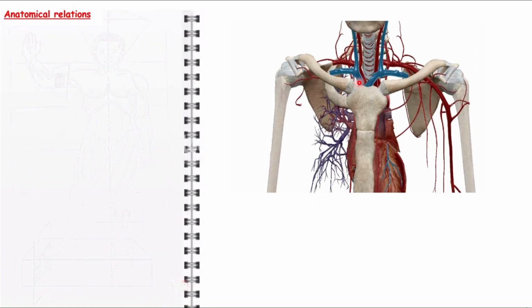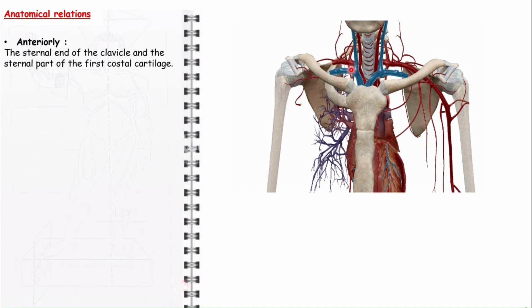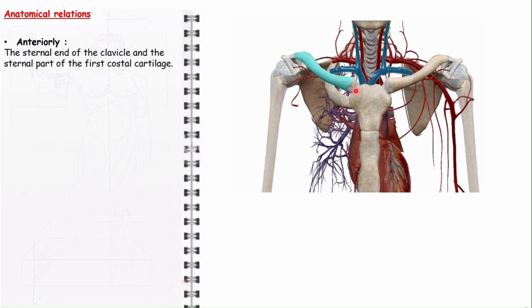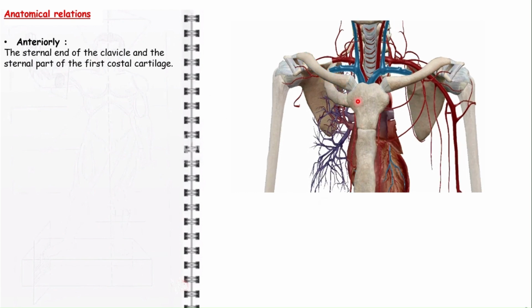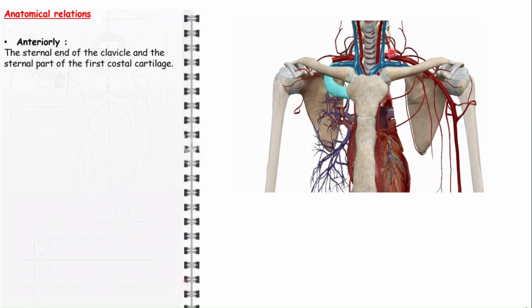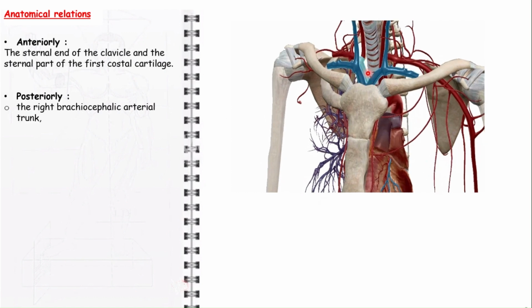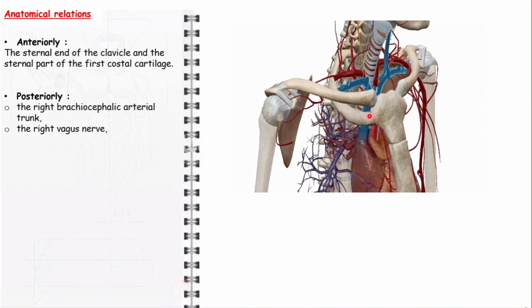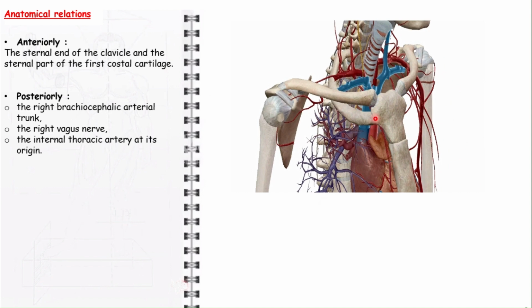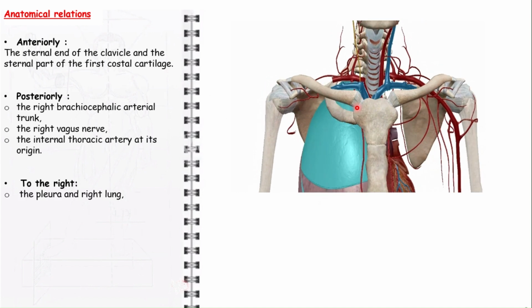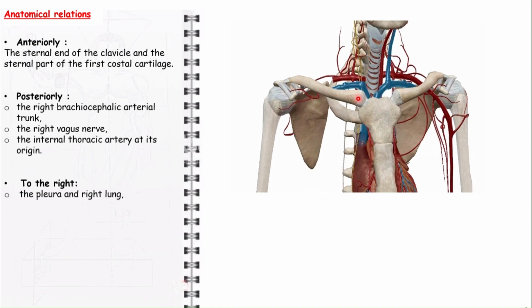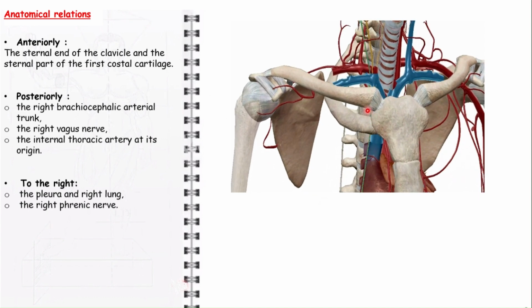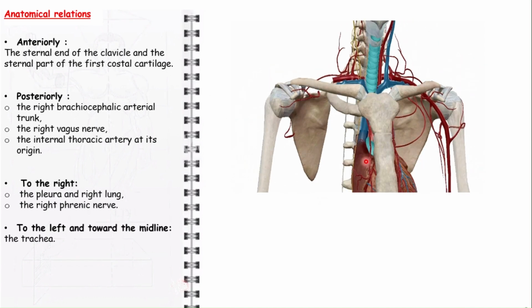The right venous brachiocephalic trunk is related to the following structures. Anteriorly, the sternal end of the clavicle and the sternal part of the first costal cartilage. Posteriorly, the right brachiocephalic arterial trunk, the right vagus nerve, and the internal thoracic artery at its origin. To the right, the right pleura and lung, and the right phrenic nerve. To the left and toward the midline, the trachea.